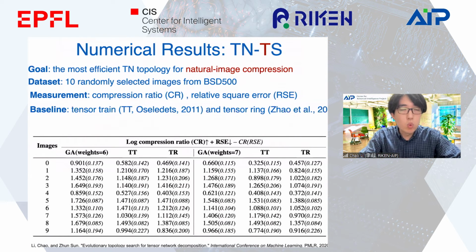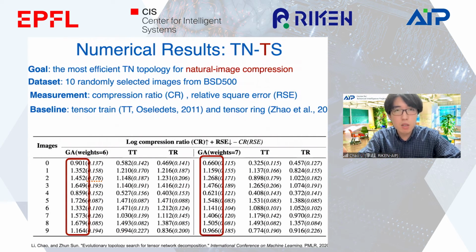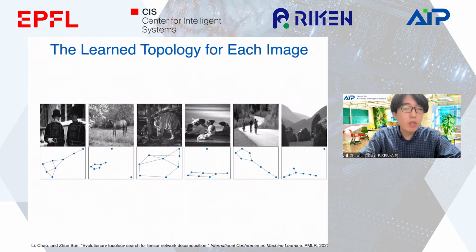And for comparison, we take the tensor train and the tensor ring as the baselines, which are the two most popularly used tensor networks in machine learning. And from the experimental result, we can see that with a similar approximation accuracy, the topology search algorithm always achieves better compression ratio performance. And we can also see that the optimal tensor network structure learned by our algorithm is significantly different from the ones used in the existing literature.